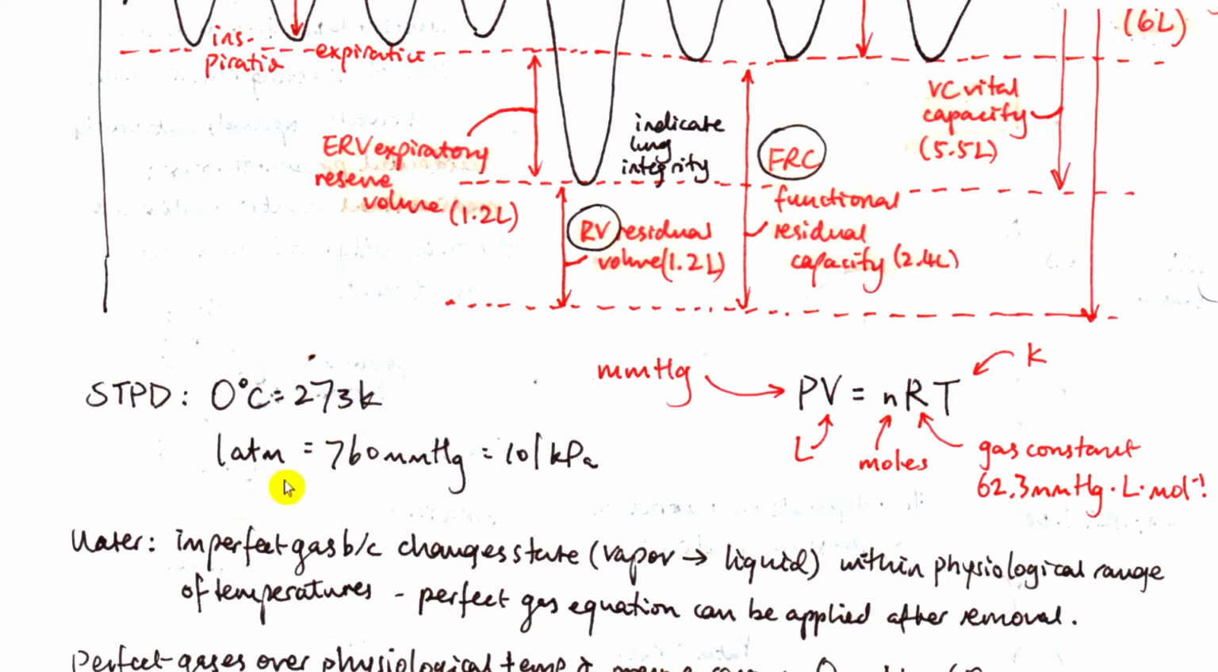And 1 atmosphere of pressure equals 760 millimeters of mercury equals 101 kilopascals. Just for unit clarity there. And those are the conditions of standard temperature, pressure, dry. And dry means no water, because water vapor affects the pressure. The pressure of the gas is in millimeters of mercury. The volume of the gas is in liters, and n is the number of moles of the gas. R is the gas constant, which is 62.3 millimeters of mercury times liters per mole per Kelvin, and the temperature is in Kelvin.